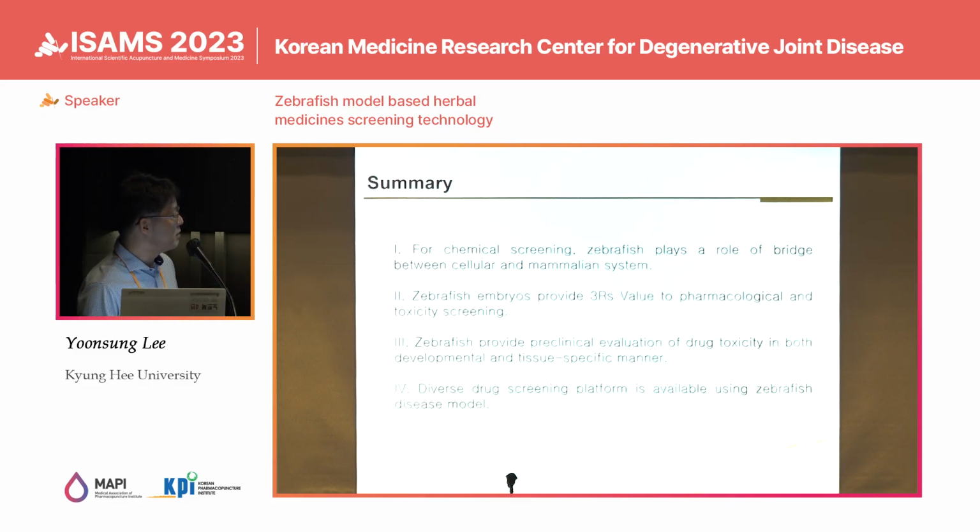And here's a summary, because our talk is mainly about giving you an introduction to this zebrafish model system for drug screening. For chemical screening, zebrafish plays a good bridge role. And for ethical issues, they can give good information about the 3R values for further work. Zebrafish can also be useful for evaluation of drug toxicity, especially in a tissue-specific manner. And finally, using relevant disease model systems, we can use this system as a really diverse drug screening platform.